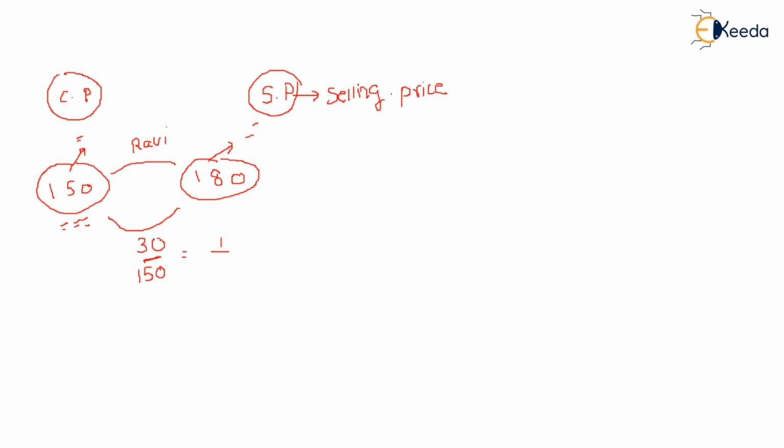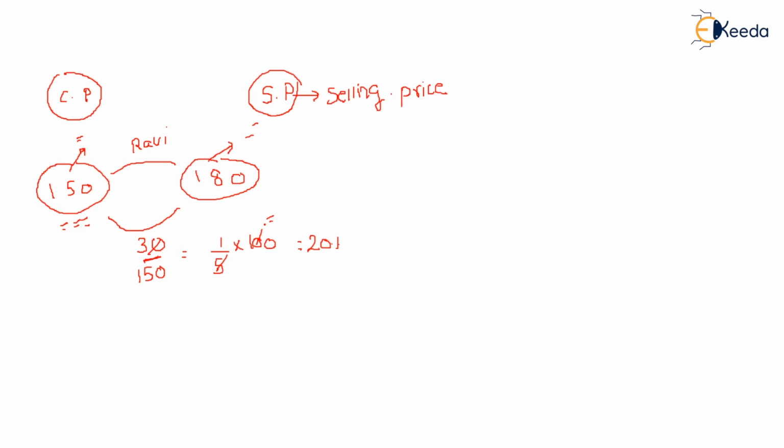That comes out to be 1 by 5. Now you have to convert this 1 by 5 into percentage. For percentage you have to multiply it by 100. So this comes out to be 20%. It is that simple. It is that simple. Don't try to remember SP minus CP upon CP. Don't do it like this. Just remember what I told you here.